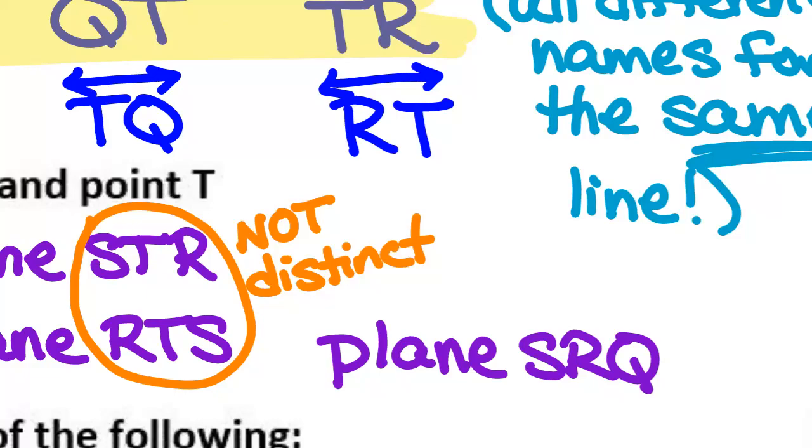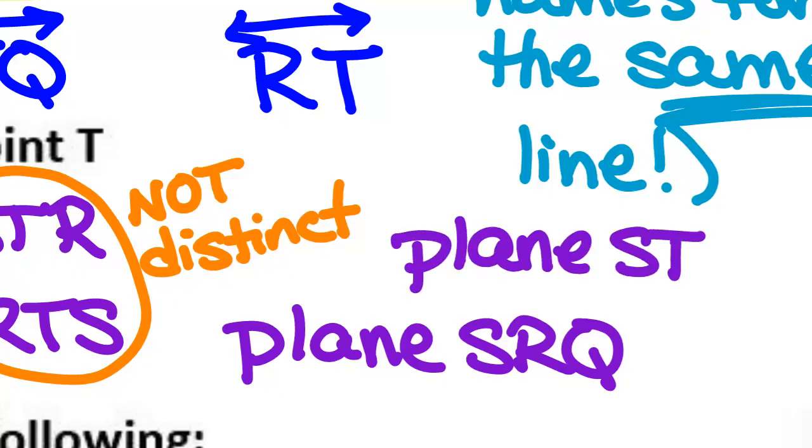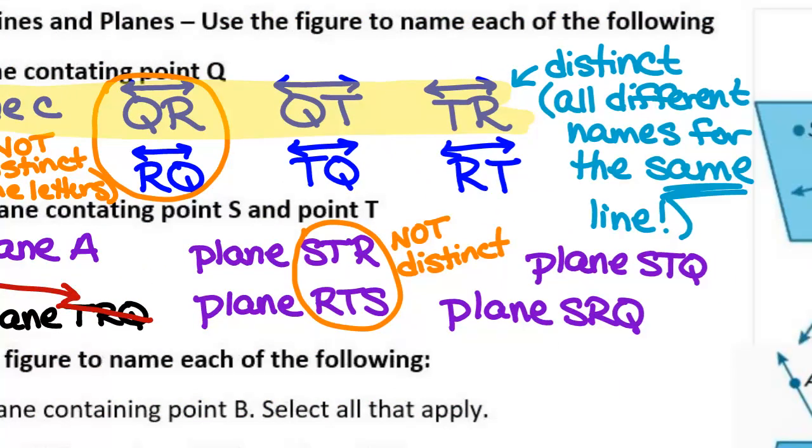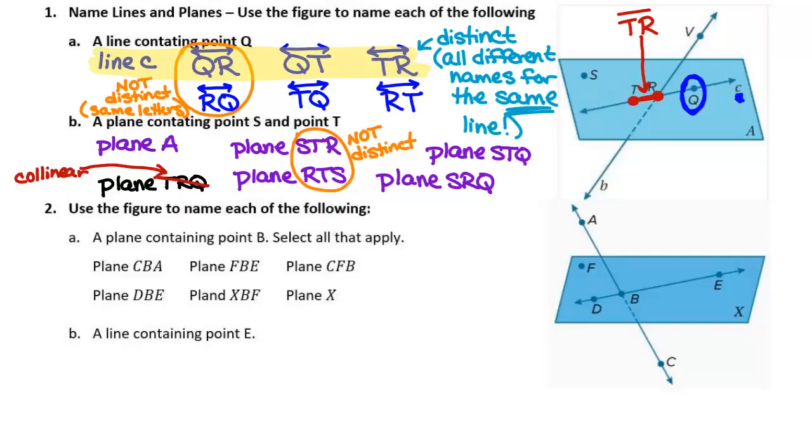Does anybody see one more name that we could do? I've got 4 points up here. I only want to pick 3 of them, and I want it to be distinct from what else I have up here. STQ, yes. We could do plain STQ. Looks just like this one, but it does have 1 letter difference, so it would be distinct. Nice work. All right, let's switch down to number 2 now.